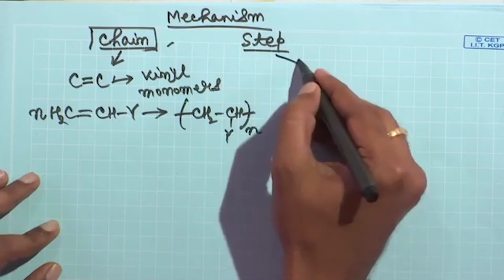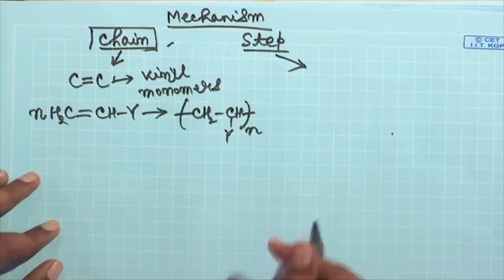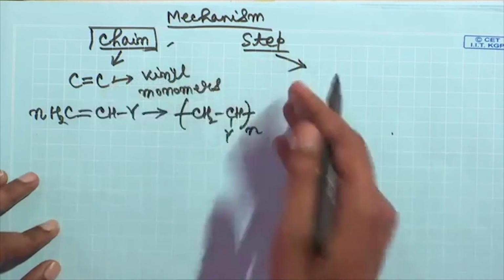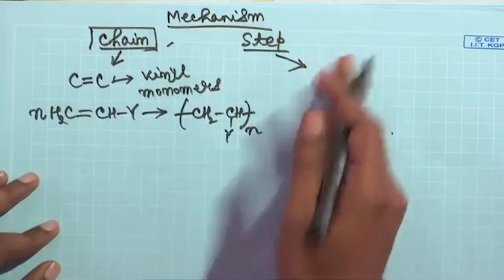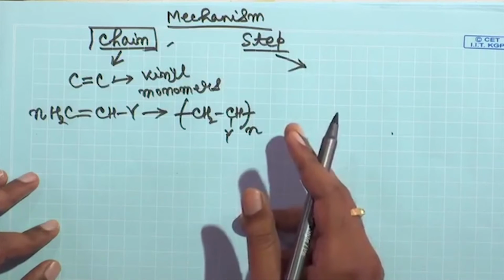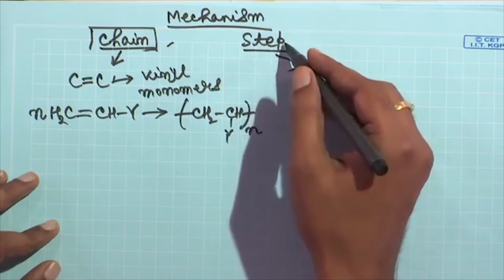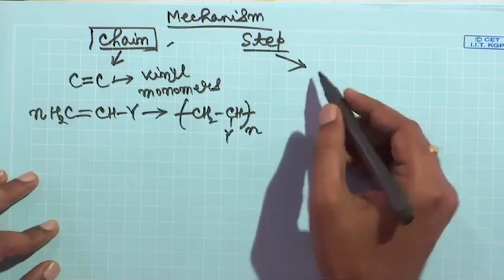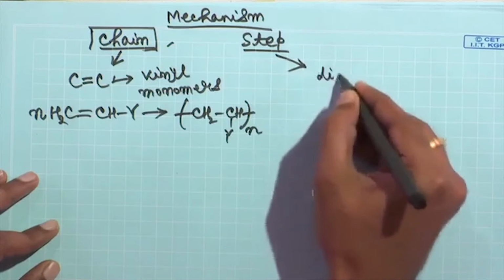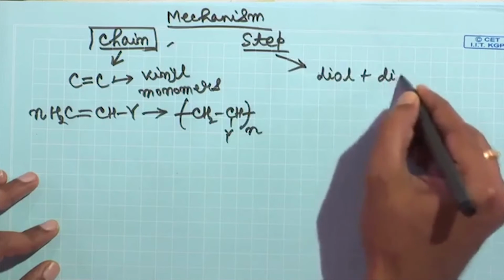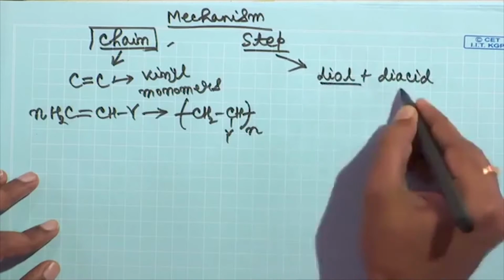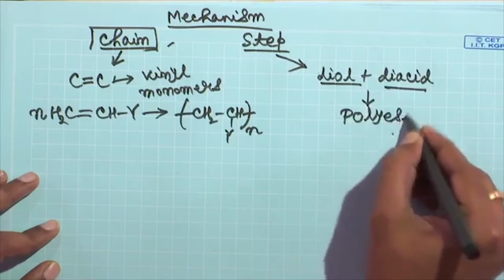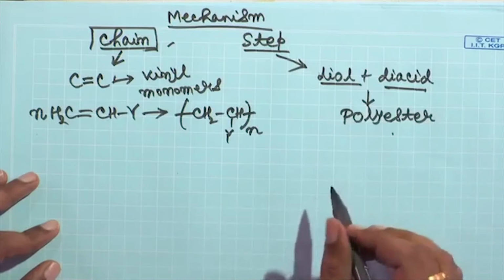The other process is step polymerization, the other mechanistic way of describing the different kinds of polymers. One is chain polymerization, one is step polymerization. Now, most of the condensation polymers are also step polymers. So, as I told you, if you are reacting a diol with a diacid, you basically have a polyester, the structure of which I have drawn previously.